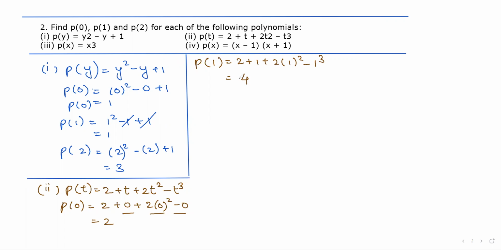Next, P of 2. P of 2 is equals to 2 plus 2 plus 2 into 2 square minus 2 cube. This is equals to 4. 2 square is 4. 4 into 2 is 8. So plus 8 minus 2 cube is 8 minus 8. These should get cancelled. You're left with 4.